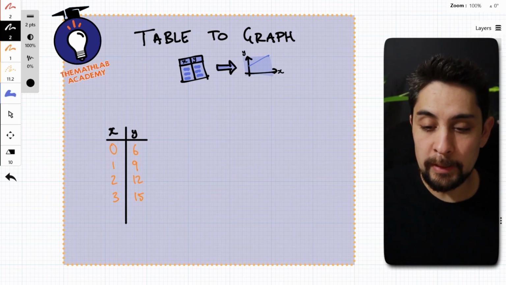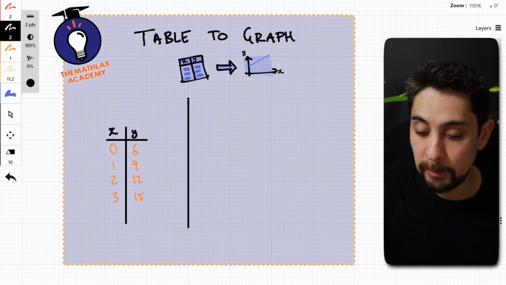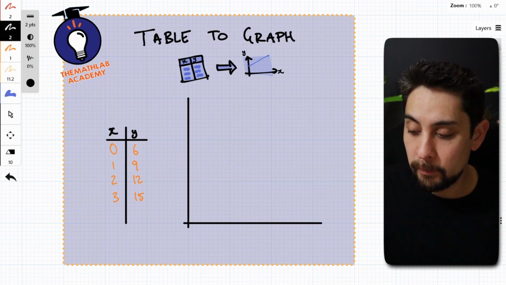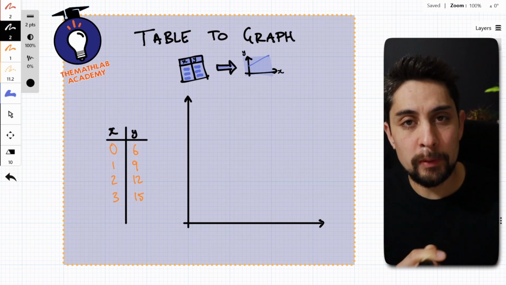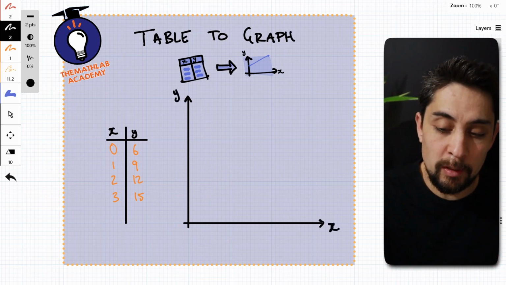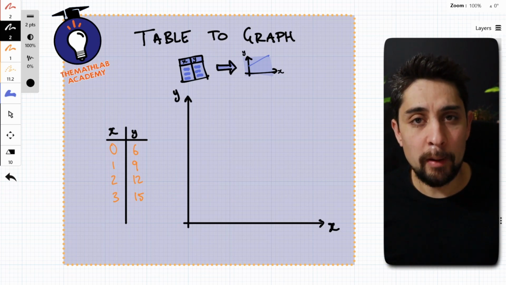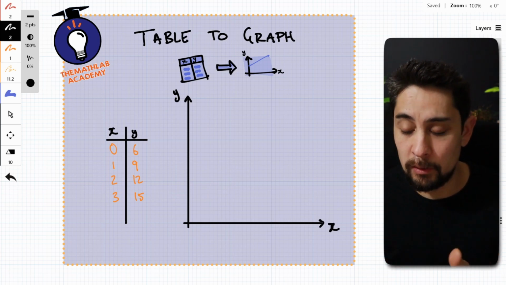When we plot them in our graph, we need to make sure we draw our graph nice and neatly so we know where everything goes. This will be our graph. One thing that a lot of people get mixed up with is thinking that the X values and the Y values, or the X axis and the Y axis, need to be the same scale, but that's not true. The X and Y actually have nothing to do with each other.